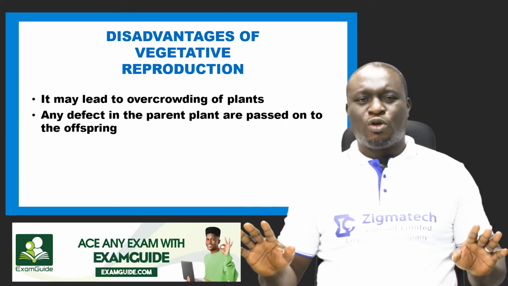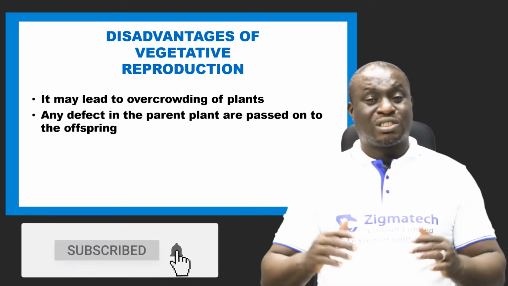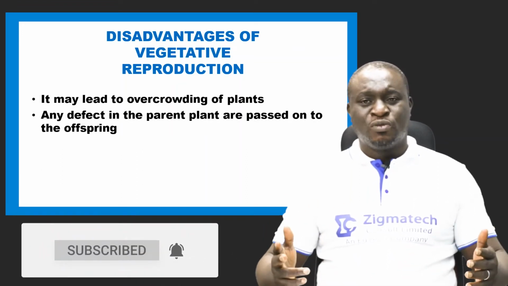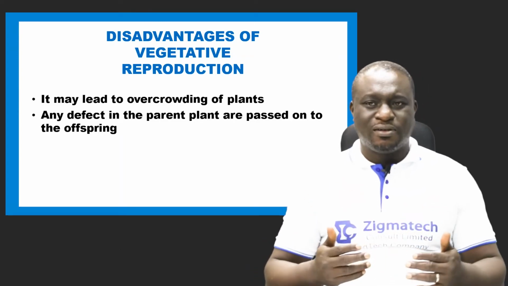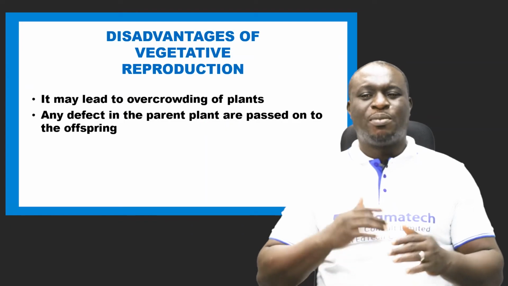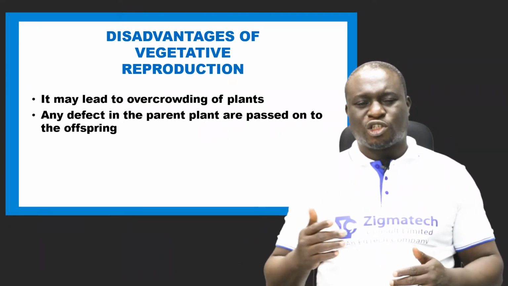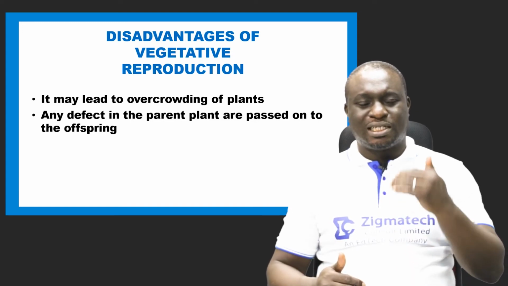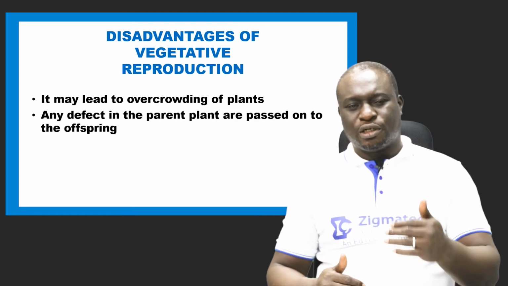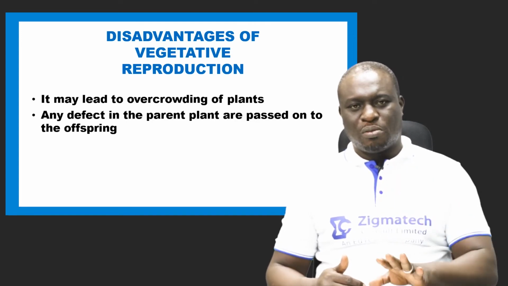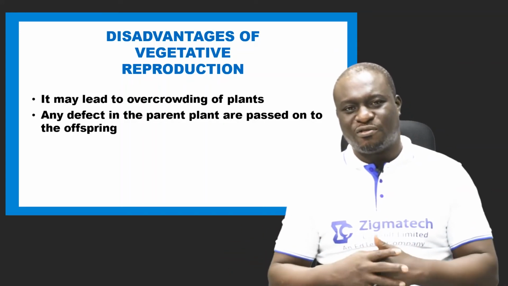Now we're going to be looking at just 2. Number 1, it may lead to overcrowding, because since it is simple and fast, if we carry it out excessively, without control, it may lead to overcrowding of plants around. And of course, if overcrowding sets in, it results in competition. And when competition comes into place, some organisms will not survive. It now becomes survival of the fittest.